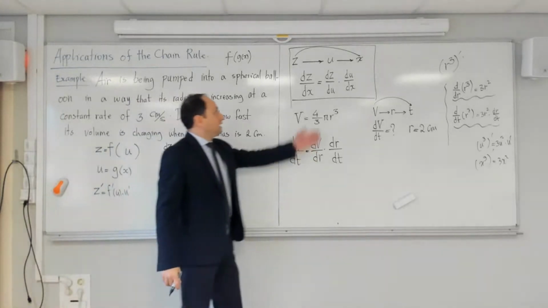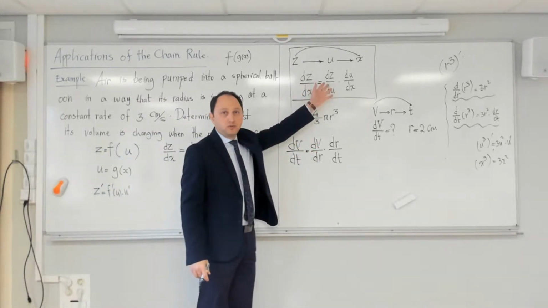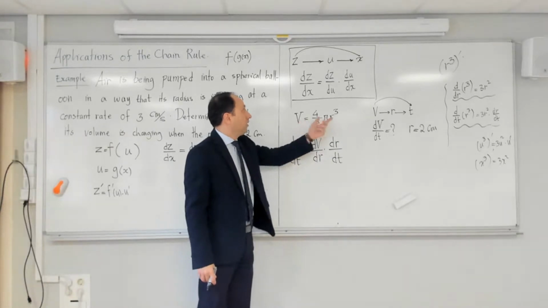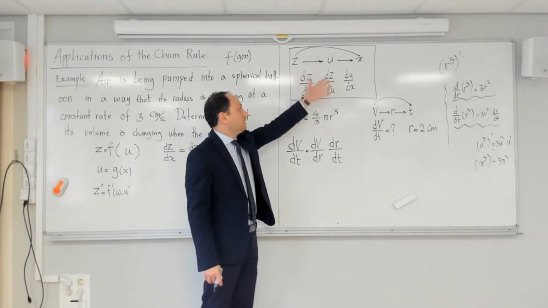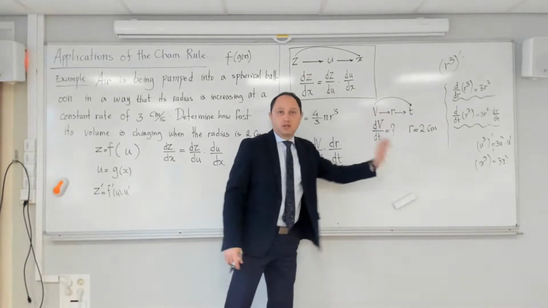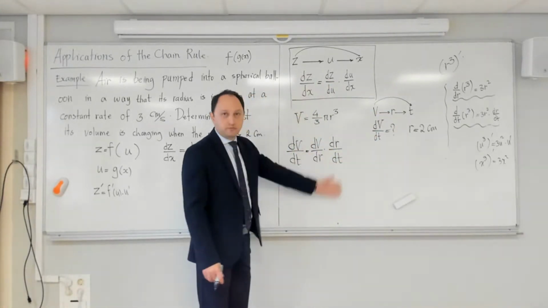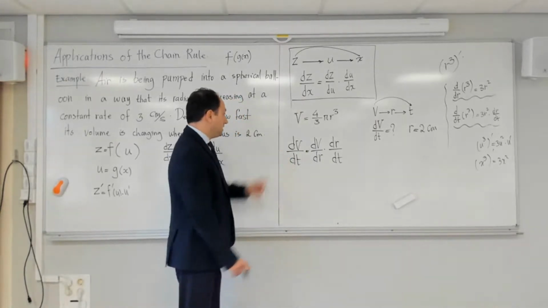So that is exactly the same diagram, written appropriately for this problem. My quantities are v and r. Instead of having z, u, and x, I have v, r, and t. It doesn't matter; I'm just copying and pasting that formula with these names. Okay? This is the question mark.